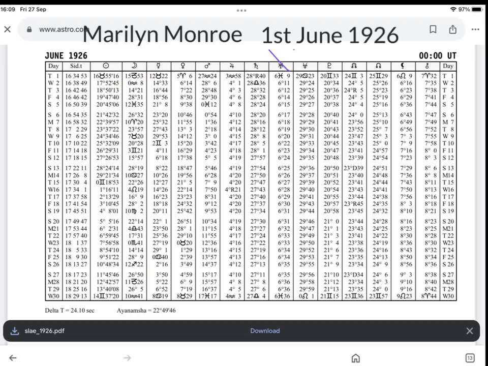Looking ahead, looking back, which was your question. And this is good astrology. You can't just see the birth chart if you don't know what was happening before with the planets and what's going to happen next. It's so important.